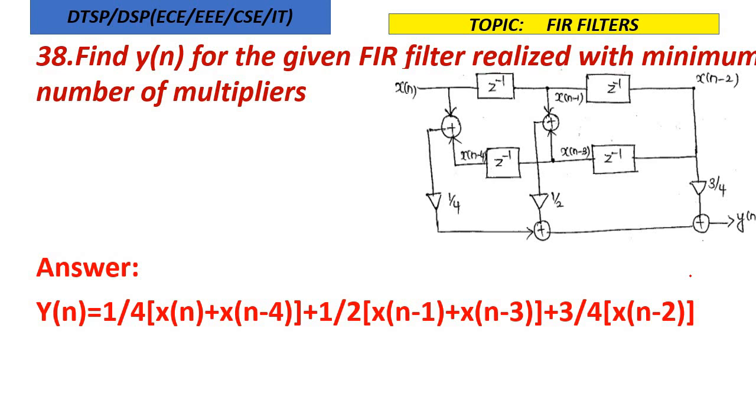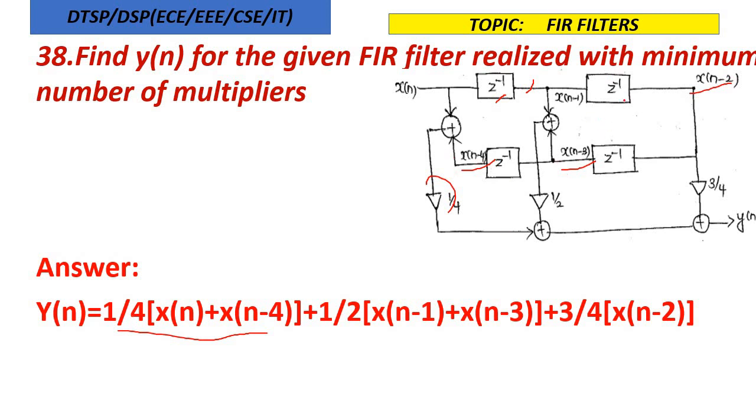From the diagram we can write the y of n expression. Starting from here, this is x of n. If it is given to a delay element here, after this delay element its value is x of n minus 1. And again if it is delayed, it is x of n minus 2. And again it is delayed, x of n minus 3. Once again a delay element means x of n minus 4. As per the diagram, x of n and x of n minus 4 are added here and multiplied by 1 by 4. So here we are writing 1 by 4 times x of n plus x of n minus 4, added and multiplied by 1 by 4.